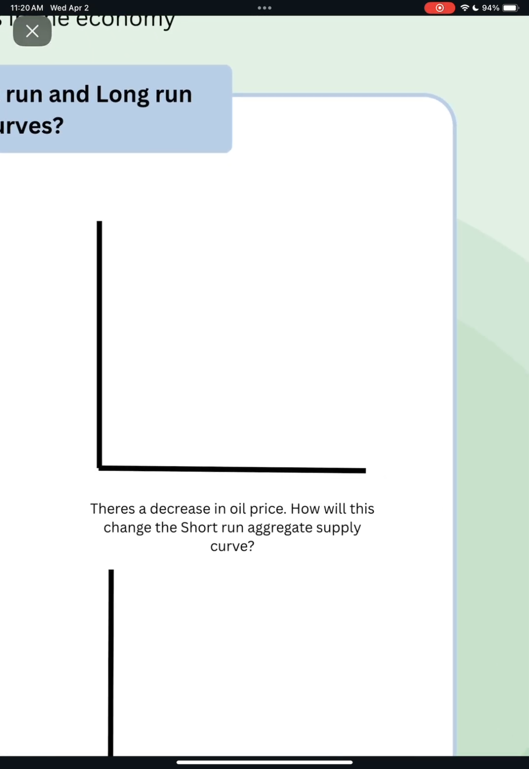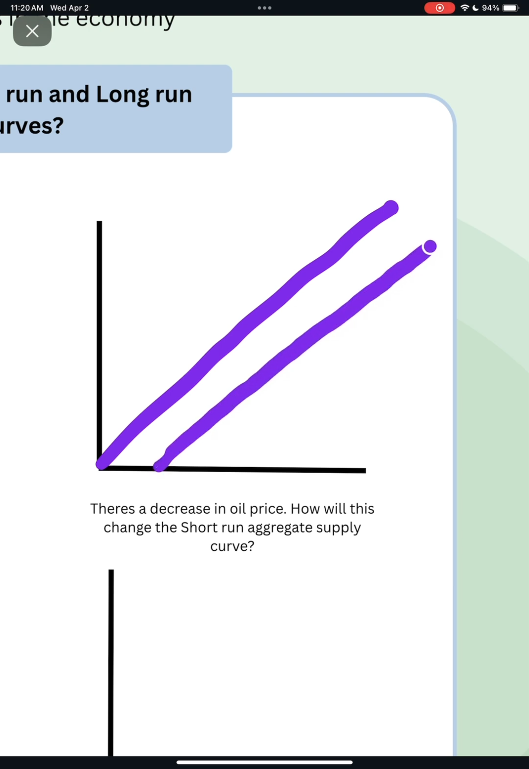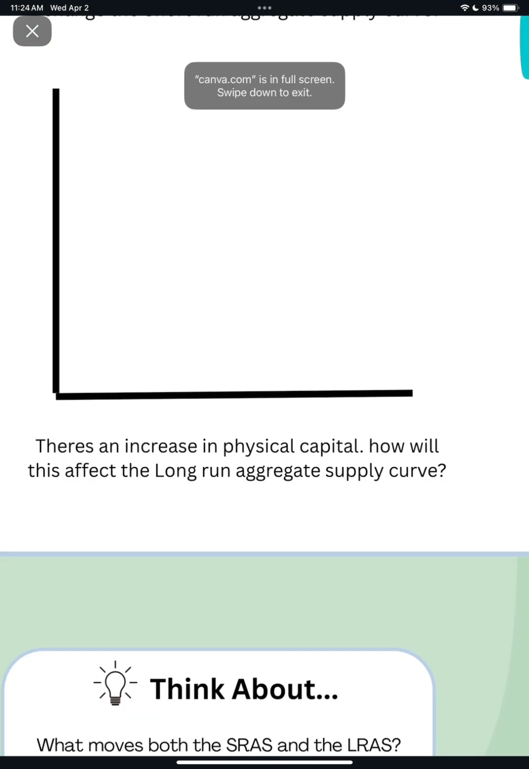Now moving on to our second problem, it says there is a decrease in oil price. How will this change the short run aggregate supply curve? Now I'm going to go ahead and draw our original graph out again. Now, since there is a decrease in oil price, I will be able to draw an outward shift.